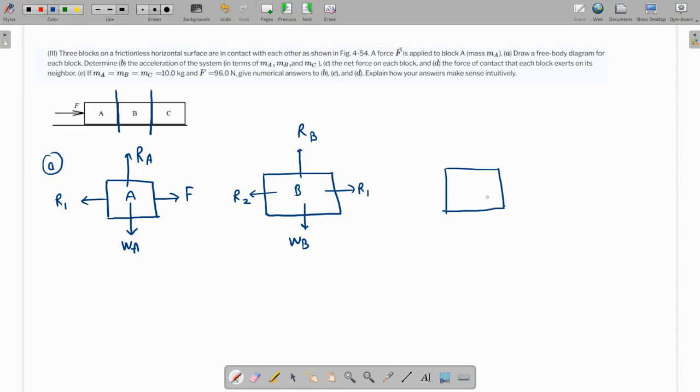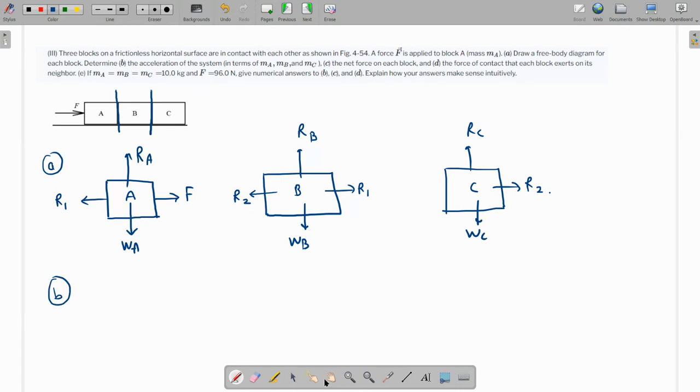Likewise, we have it for C, wherein we have WC, we have the reaction force of the floor, and we have just one force because B will exert on C, which is R2. So R2 will act over here. So these are the free body diagrams of all the three blocks.